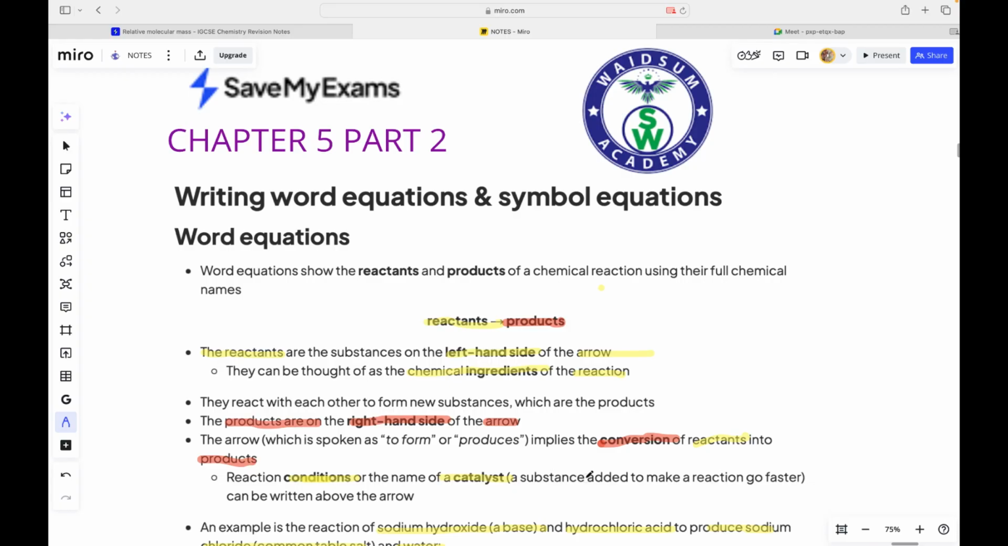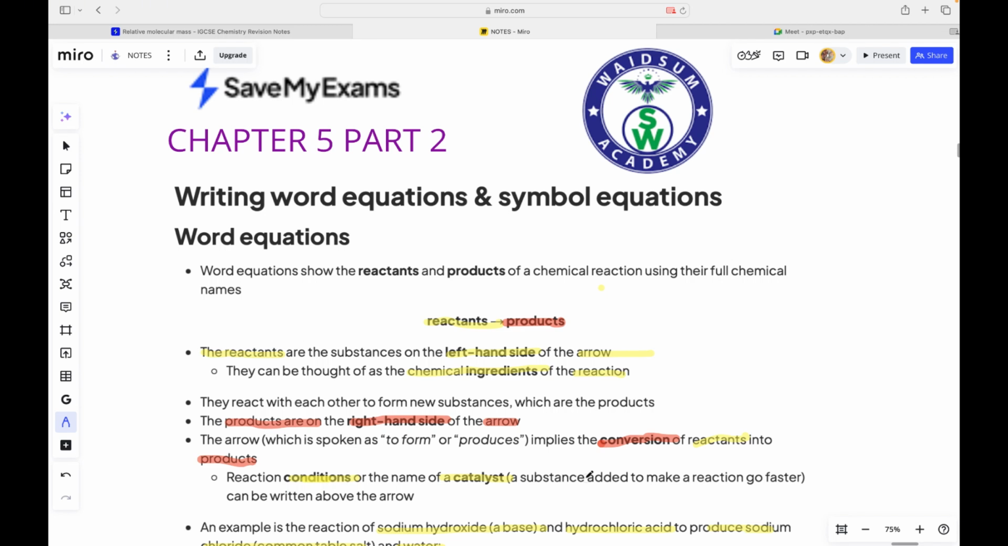Today we'll be looking at the first segment of this part. We'll be looking at writing word equations and symbol equations. So how to write a word equation. First of all, in chemistry, we characterize chemical reactions with equations. Meaning, whenever a reaction takes place, we can show it by writing an equation of what has taken place.